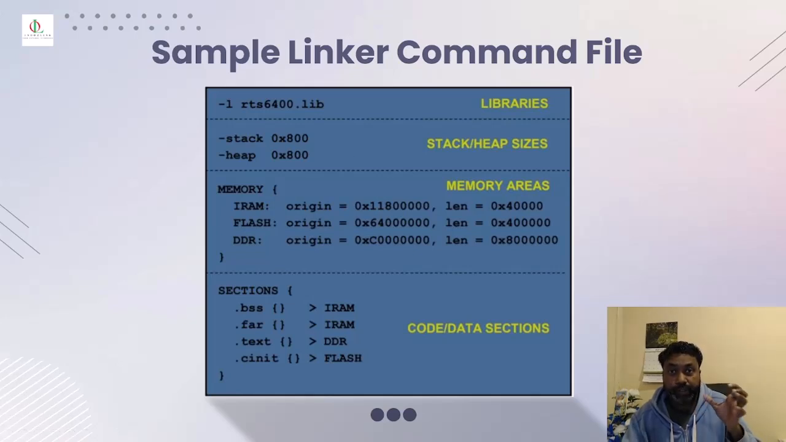So what is the size of your stack memory and what is heap, and also the memory areas, as I was saying earlier. It has to have a length and origin of where it's going to sit and where it's going to finish. Likewise, you have to categorize all the memory areas and the sections where you have the code and the data section. So .bss sits in the IRAM, .text sits in the DDRM, .cinit sits on the flash. So this is a sample command file. This is how it looks.